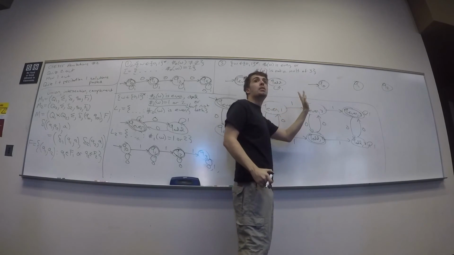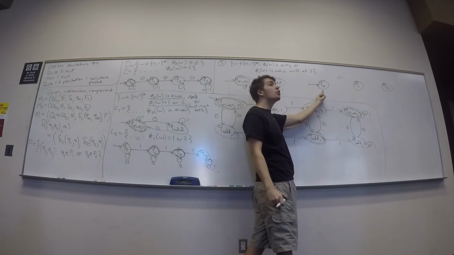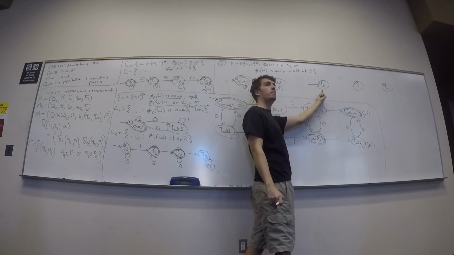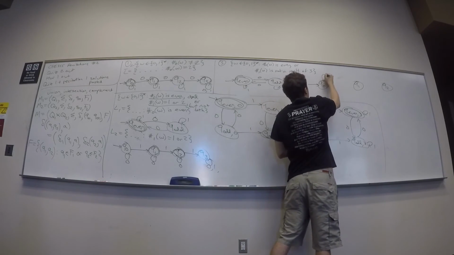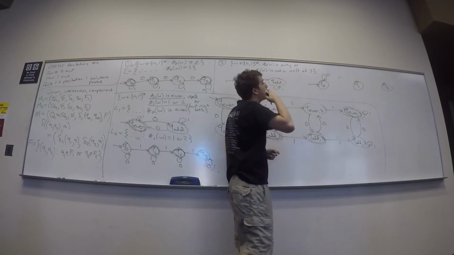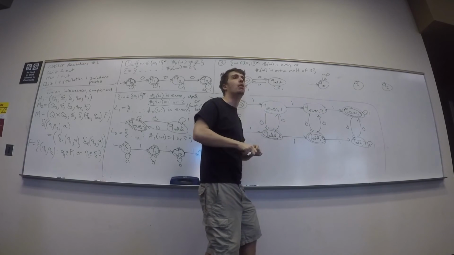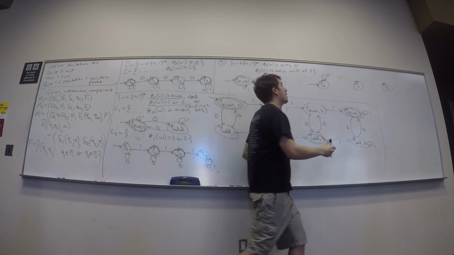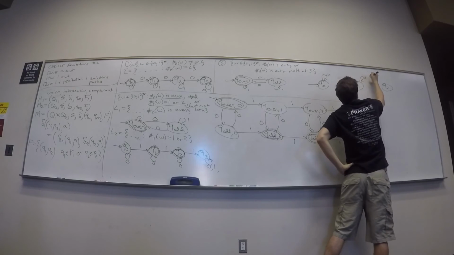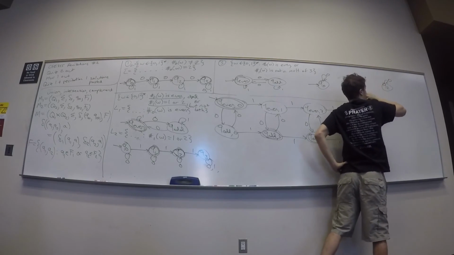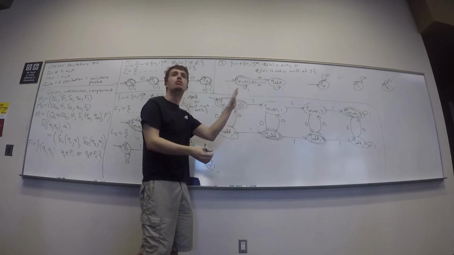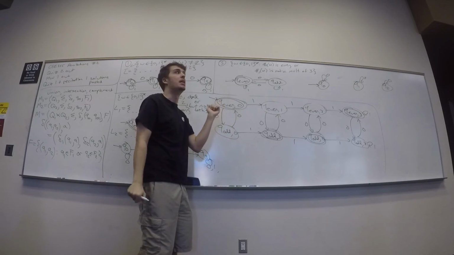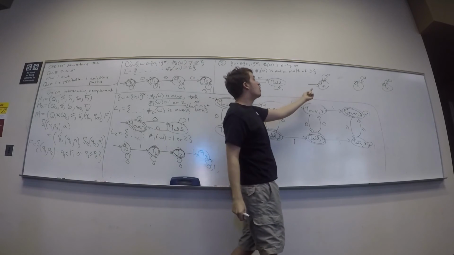So now I got to figure out where they go on 0 and 1. So where does Q0 go on 0? Itself. Why? Because it doesn't change the number of ones. So this does a self loop on 0. What about Q1 and Q2 on 0? Same thing, because it doesn't change the number of ones. So that simple fact that it doesn't change the number of ones we've used a couple times now. But now we got to figure out what happens on 1.